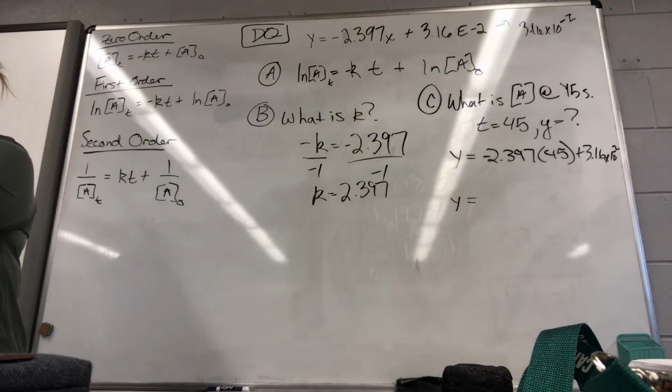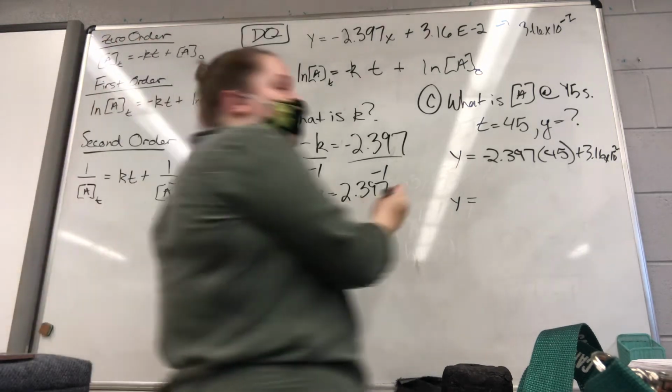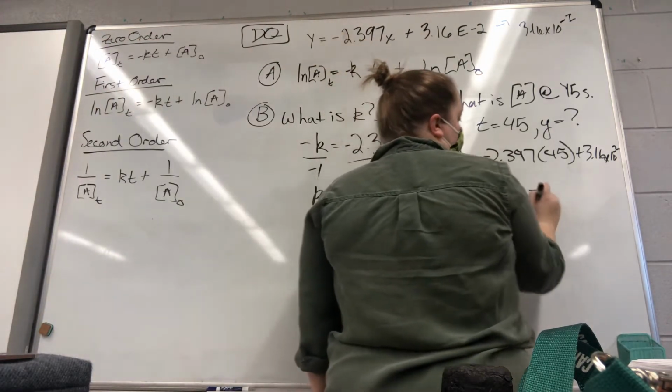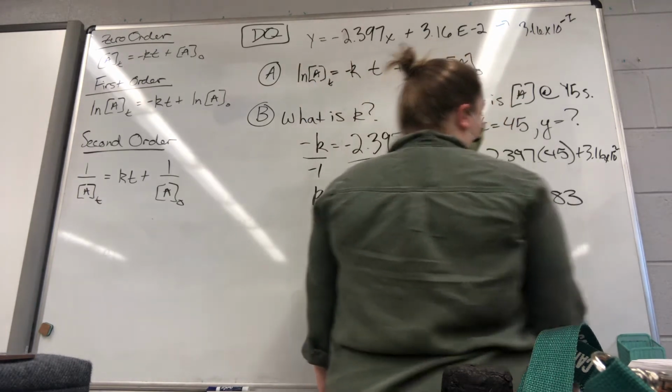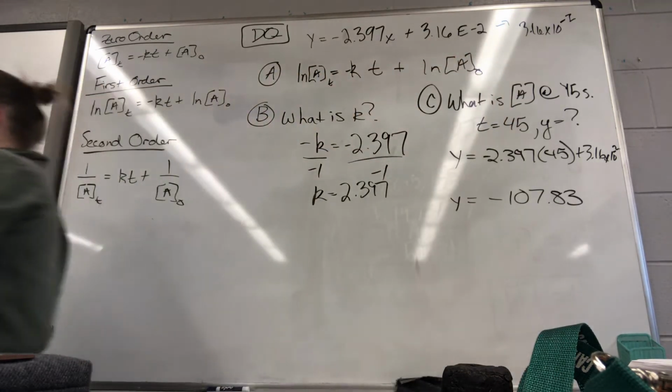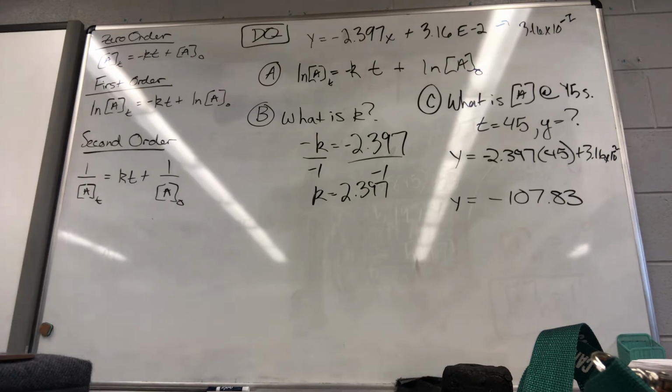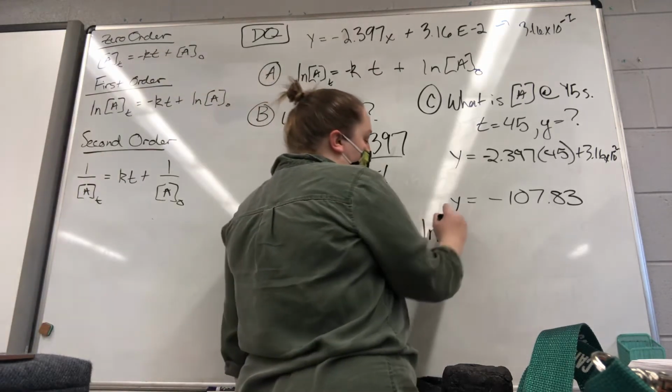Big negative number. -107 is the one I saw? Yeah. Is that about right? Yeah. 107 point what? 8334. Thank you. All right, next thing to do is to realize that Y does not directly equal the concentration at that time point. It equals the natural log of that concentration.